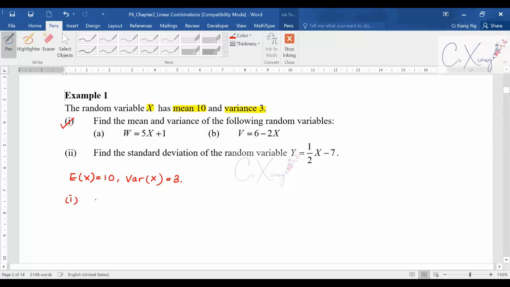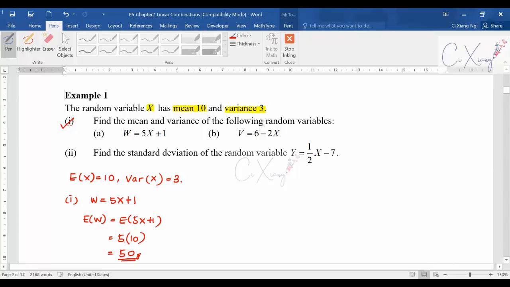Okay, so first, they want you to find the mean and variance of the following random variable. For the first part, let's say W equals 5x plus 1. So 5x plus 1 is a linear function, right? When they want you to find the EW, how do you find EW? It is E of 5x plus 1. Therefore, you have 5EX plus 1. So 5EX plus 1 means you have 5 times 10, which is 50.